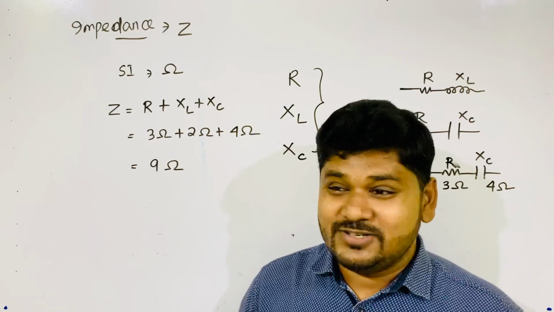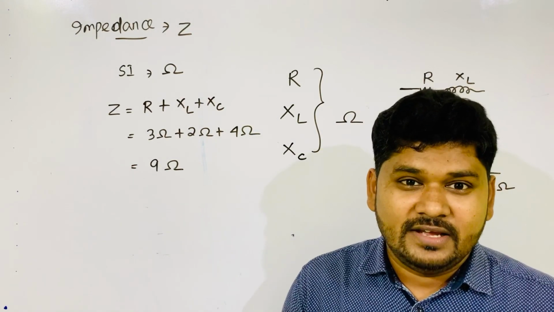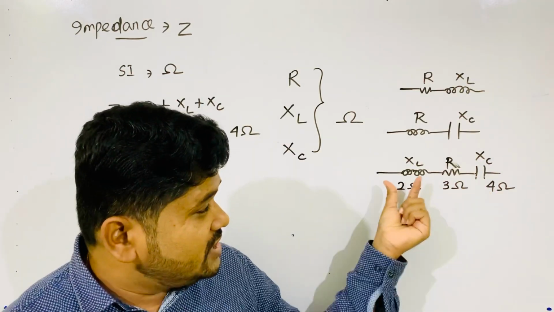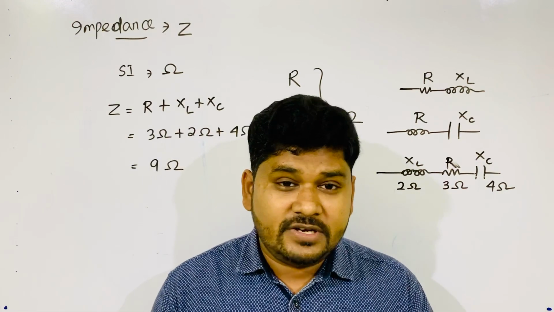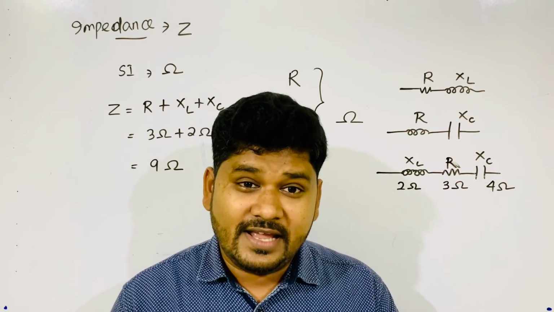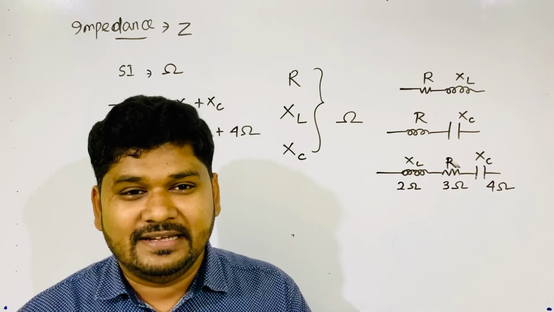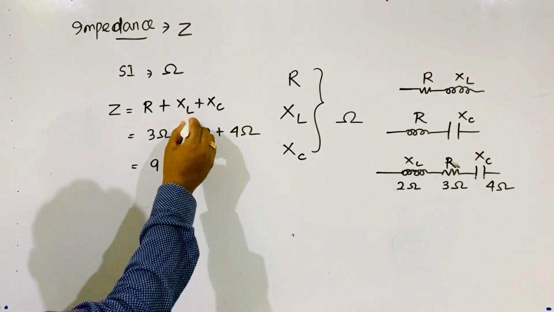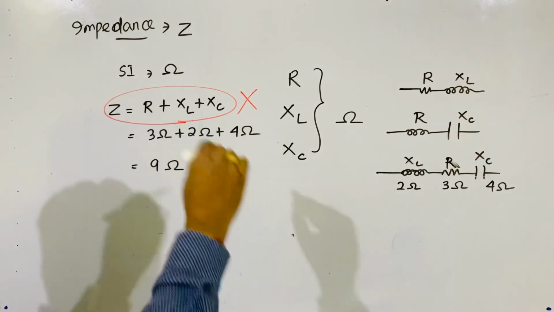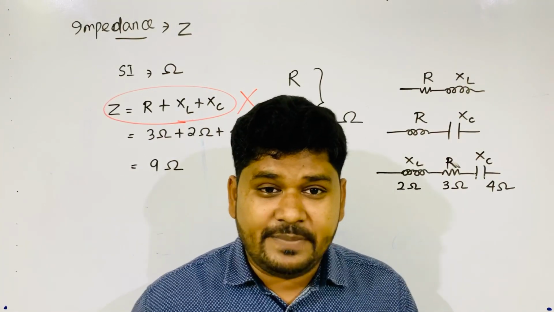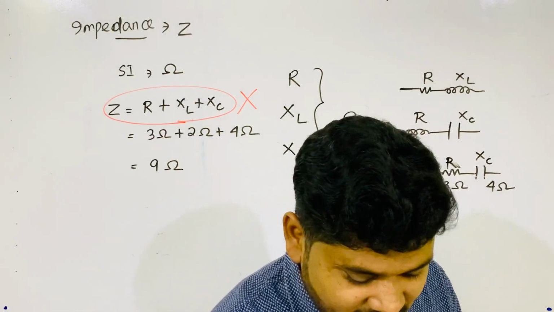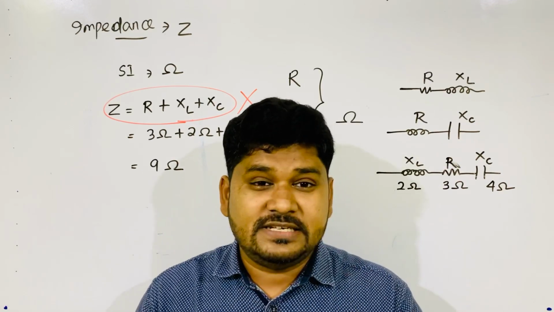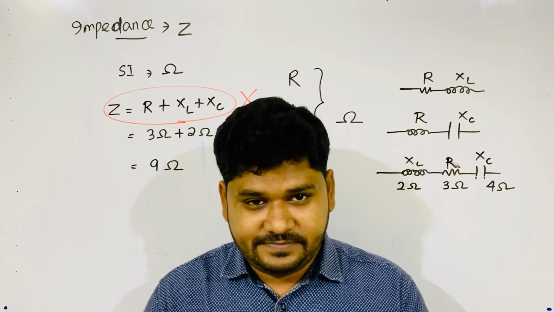Your answer is wrong. It's not 9 ohm. Why? Because when you find the net impedance, the net opposition, these are not added simply. So this formula is wrong. Then what is the formula of net impedance? That is today's topic. We'll discuss that one: what is the expression of impedance in terms of R, XL and XC?